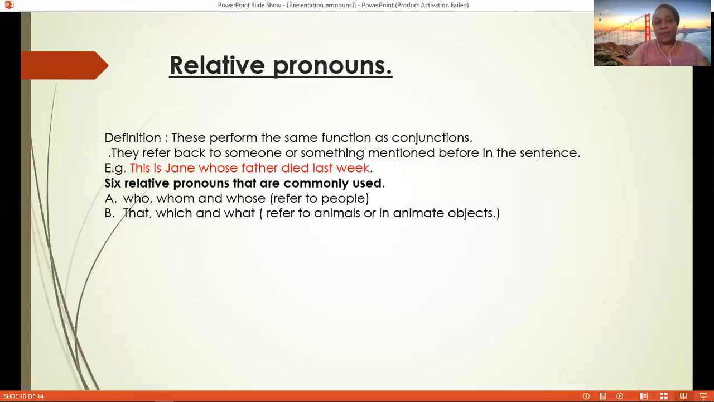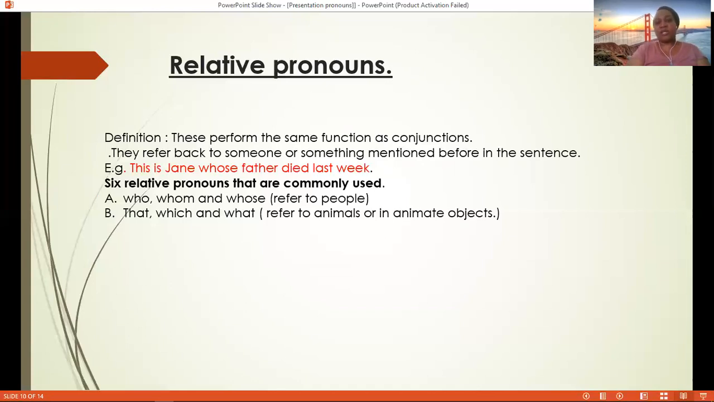Let's look at an example. Jane, this is Jane, whose father died last week. So this Jane is the same whose father died previously. So we are referring back to Jane who has been mentioned before in the sentence. And there are 6 relative pronouns that we use commonly.